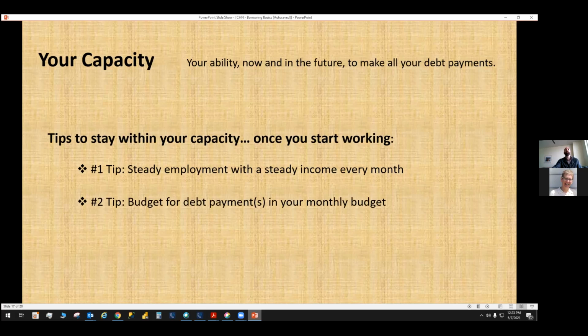Tip number 2, budget for your debt payments. So if you have a job and you earn $1,000 every 2 weeks, so let's say $2,000 a month, and you have a car payment that is $100 a month, put that in your budget so that at the end of the month, really you don't have $2,000, you have $1,900 left over to work with, right? You take those loan payments out of your budget at the top, and then what's left over you allocate to savings and spending on rent and getting your groceries and things like that. Budget for it.